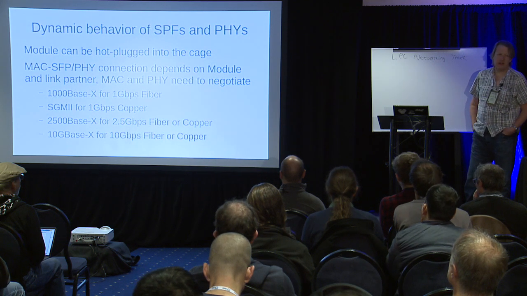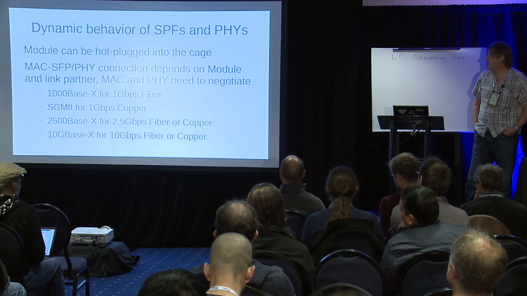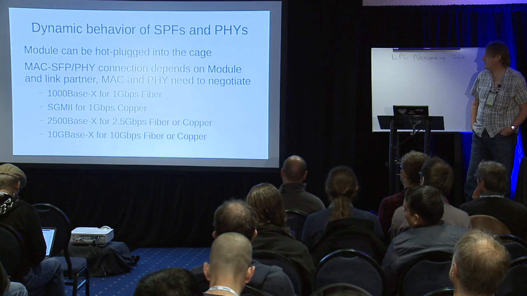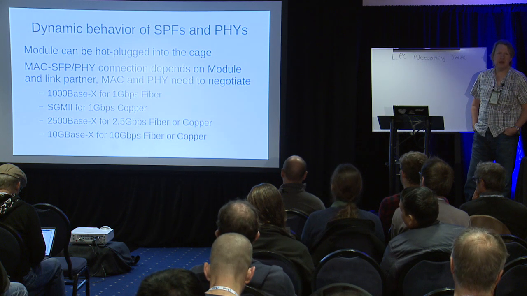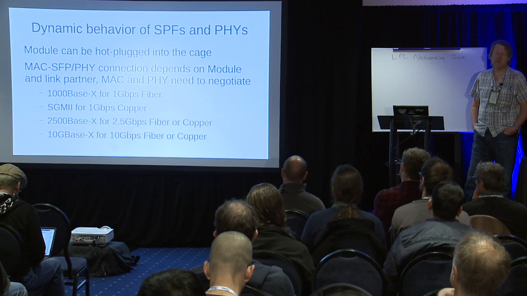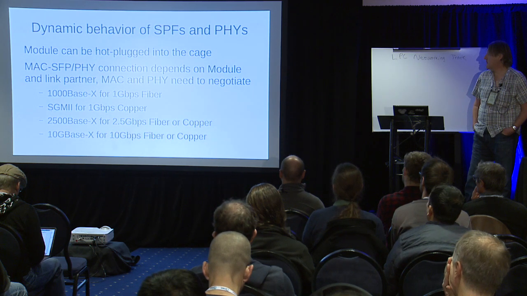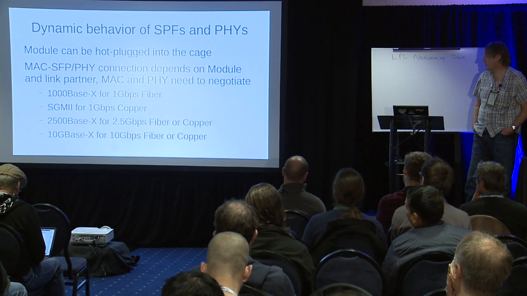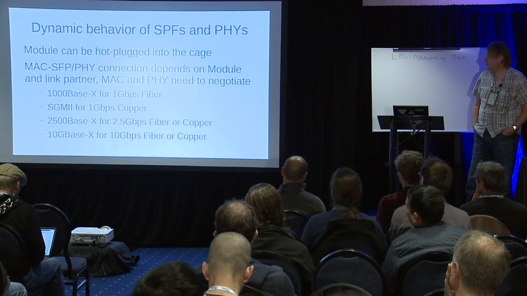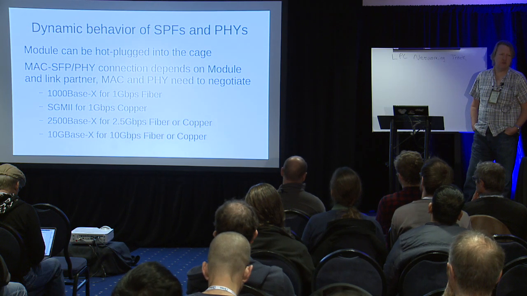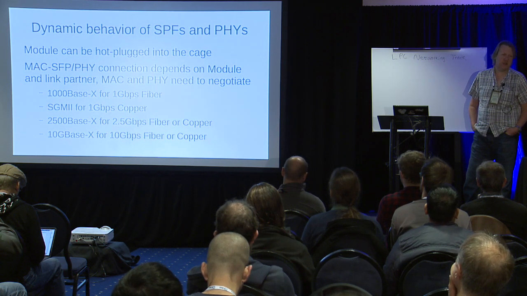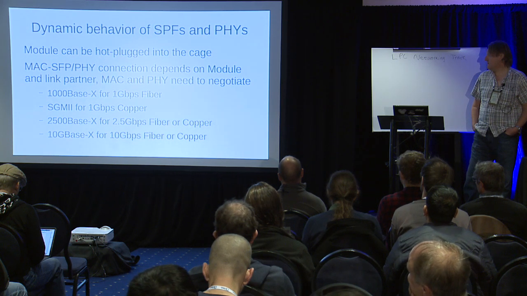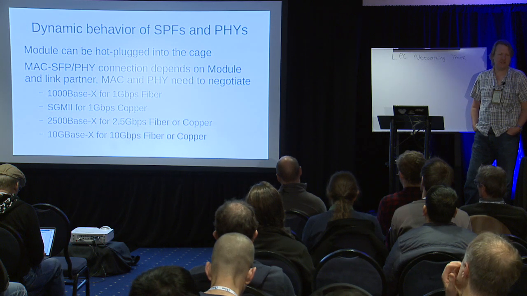SFPs and 10 gig PHYs are much more dynamic. The module can be plugged and unplugged anytime, and you've got to be able to handle that. You've got to configure this Mac to PHY or Mac to SFP link. You've got to handle the different auto negotiations, or the fact there's no auto negotiation. You've got the weird modes. Sometimes you're running 2500 base X, sometimes you're using SGMII clocked up at a higher speed. The Mac and the PHY have got to negotiate: what are we actually going to talk to each other?